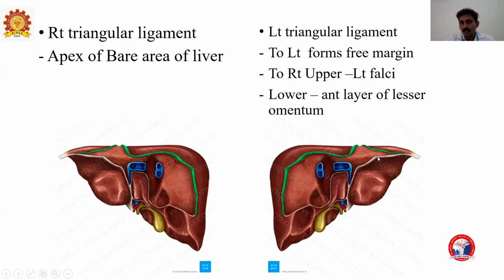Left triangular ligament, it forms to the left, the pre-margin, and to the right it forms the left part of falciform ligament. So this part is called the left triangular. Lower down, it can extend to the anterior layer of lesser omentum. So this is the lesser omentum. So the anterior layer of lesser omentum is formed by the left triangular ligament.